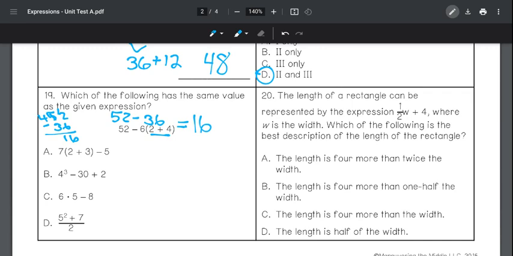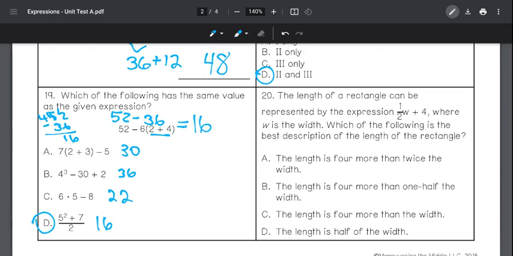So letter A, 2 plus 3 is 5, 7 times 5 is 35, 35 minus 5 is 30. Nope, not the same number. B, 4 cubed, 4 times 4 times 4 is 64, 64 minus 30 is 34, 34 plus 2 is 36. That is not 16. C, 6 times 5 is 30, 30 minus 8 is 22, not 16. D, 5 times 5 is 25, 25 plus 7 is 32, 32 divided by 2 is 16. That matches. Our answer is D.